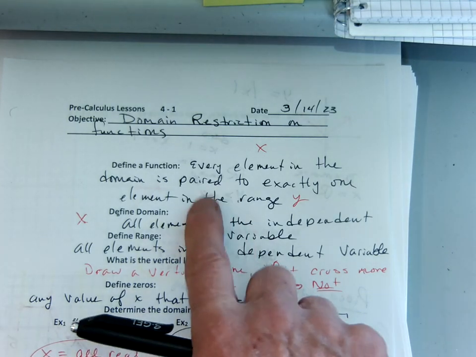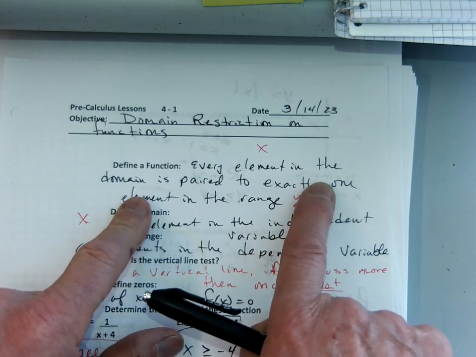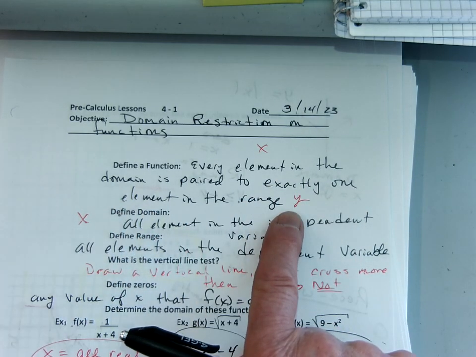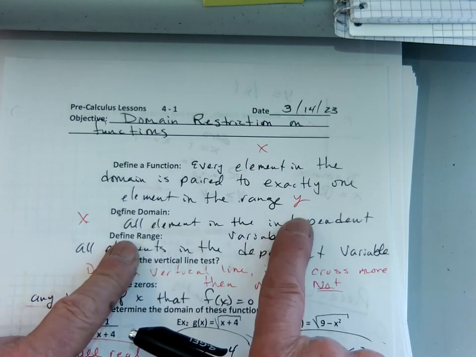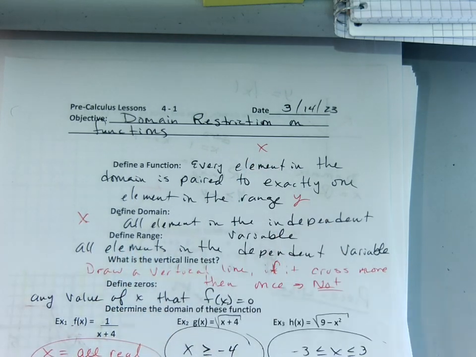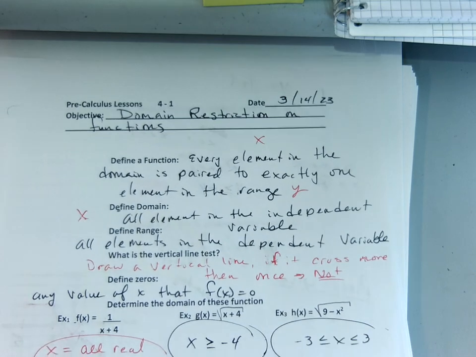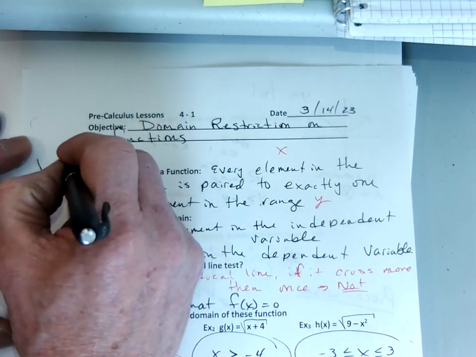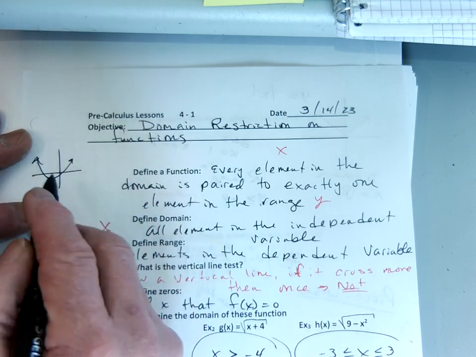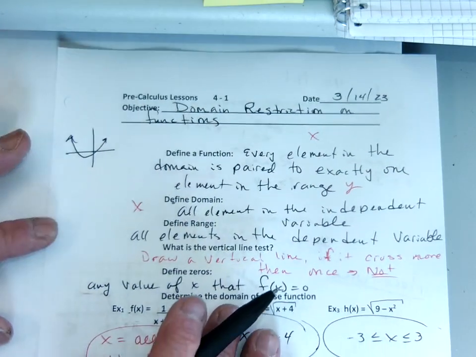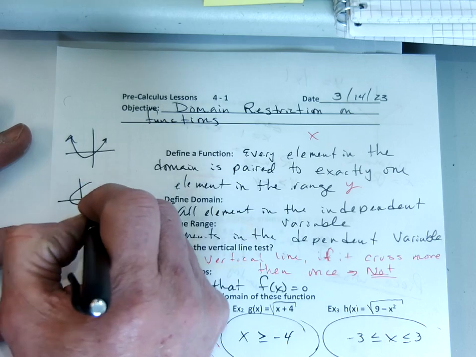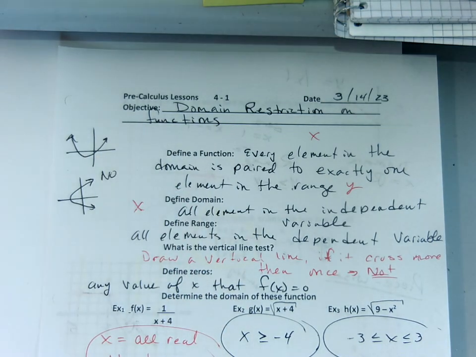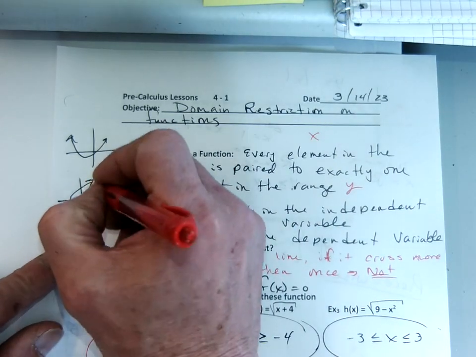So here's one definition. Every element in the domain is paired to exactly one element in the range. Or we had talked about every x value can only be paired with one y value. Okay, and so we drew a couple of pictures of that. We know that example, this is yes, a function. Every point has exactly one, and of course we know a picture like this is not. This is no, because you have an x value with two y values.